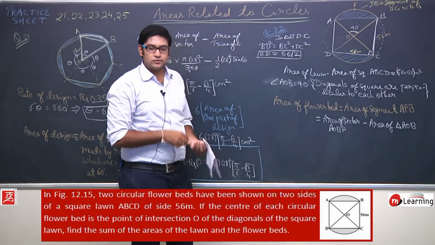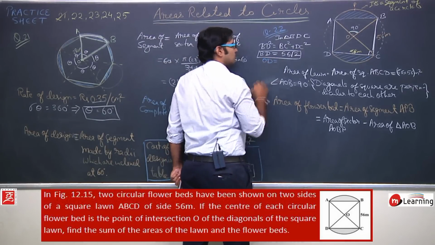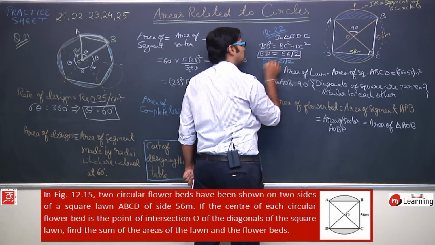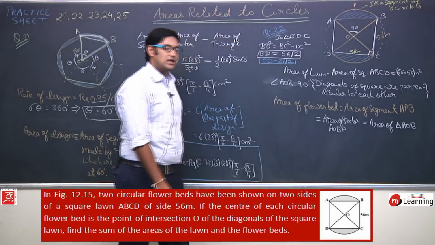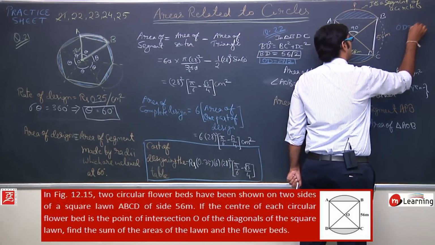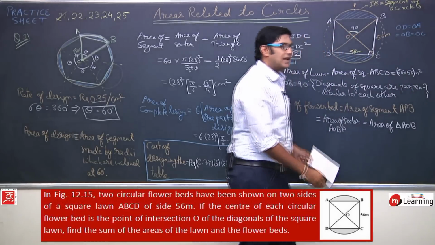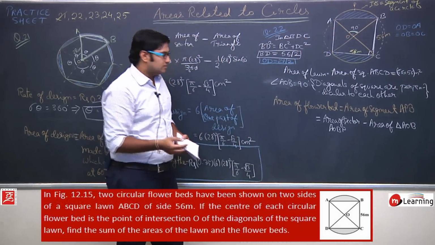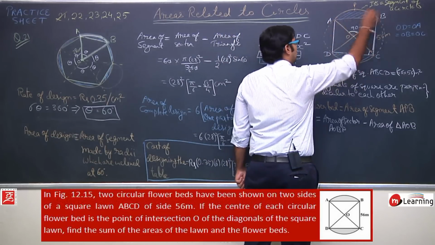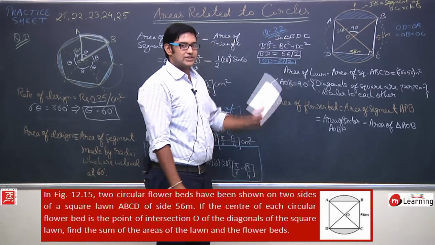Now if BD is equal to 56 root 2, then what is OD? OD is half of this, so half of 56 root 2 gives you 28 root 2. So this is OD. Or I can say OD is equal to OA is equal to OB is equal to OC, because all are parts of the diagonals. So I have got the radius of this particular circle, and the radius is 28 root 2.